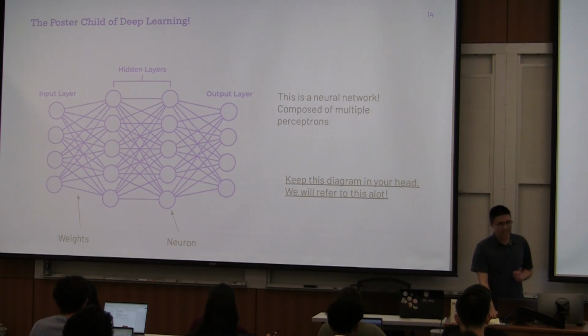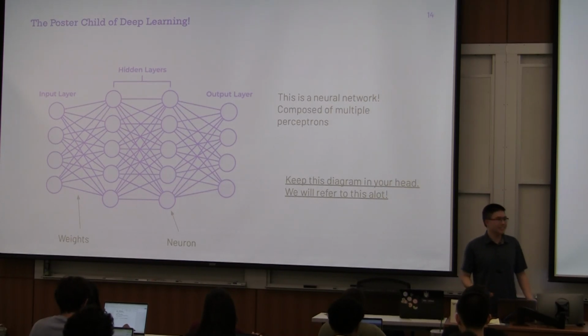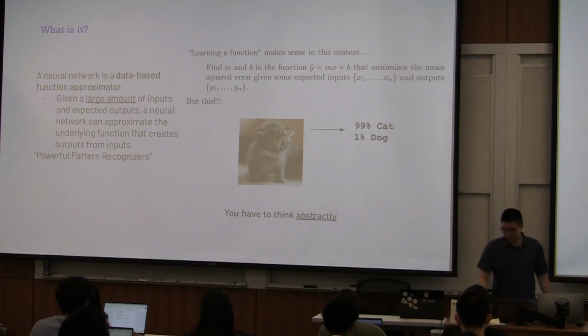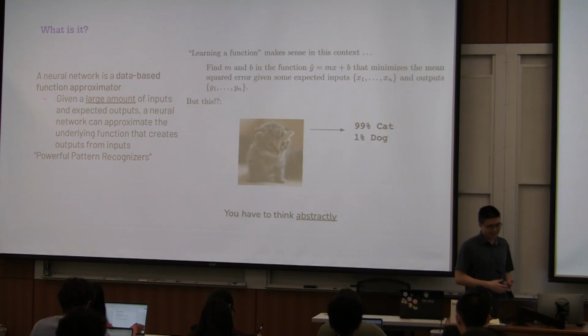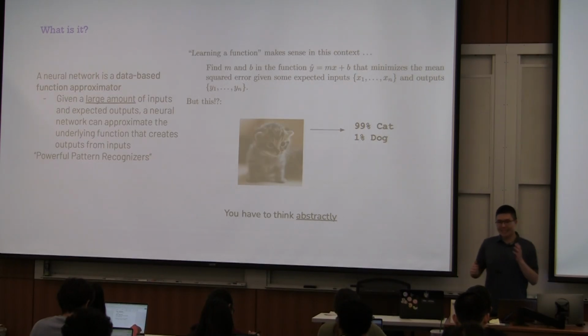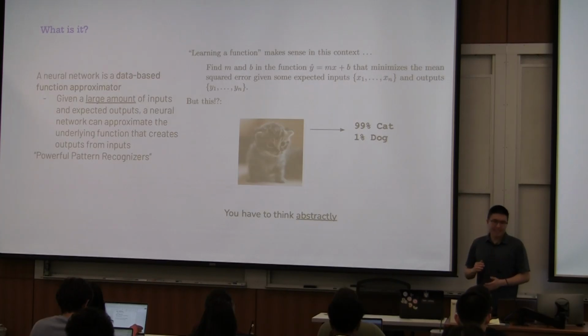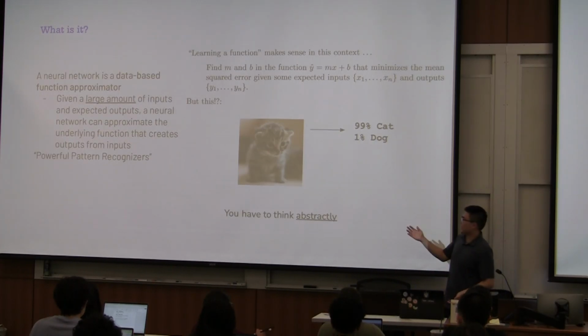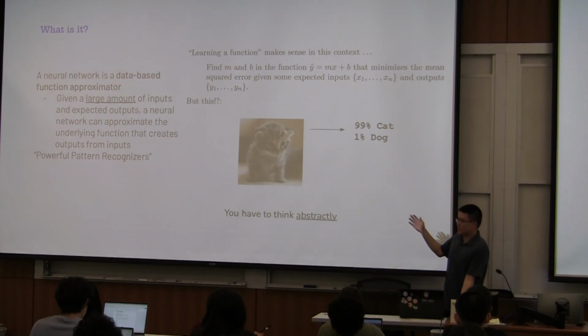Okay, any questions so far? We're good? Okay, cool. So what does it do? It's basically a data-based function approximator. What does that mean? It means that we give it a bunch of data, and it learns to approximate the true function that's generated from the real distribution.